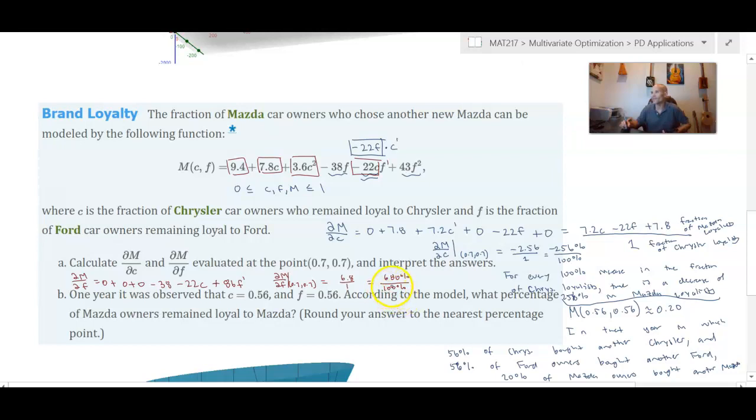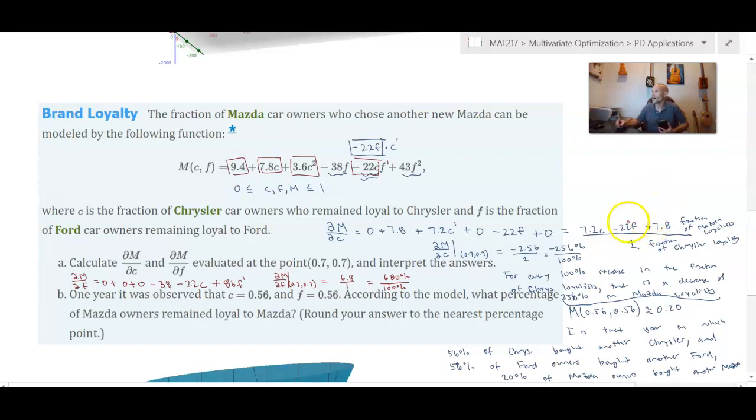So if the fraction of people who remain loyal to Ford increases by 100%, then Mazda loyalists tend to increase as well. Now, that's not because of the Ford. We're not saying it's a cause of the Ford ownership. It's just a co-variation, meaning as Ford ownership goes up, Mazda ownership goes up by almost 7 times that amount.